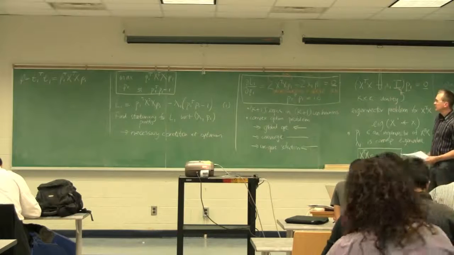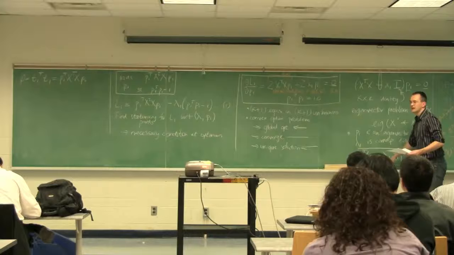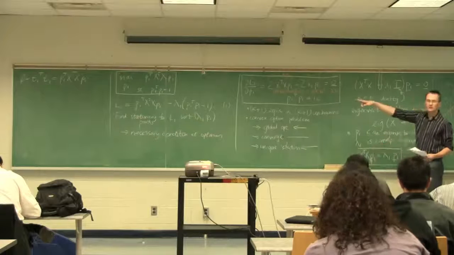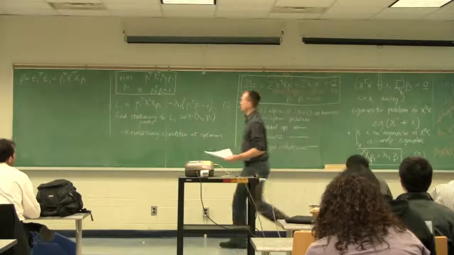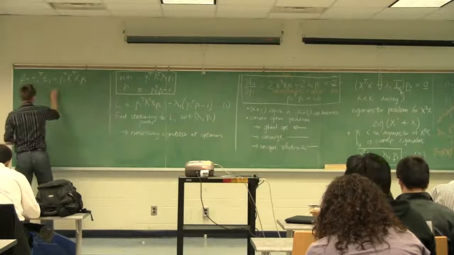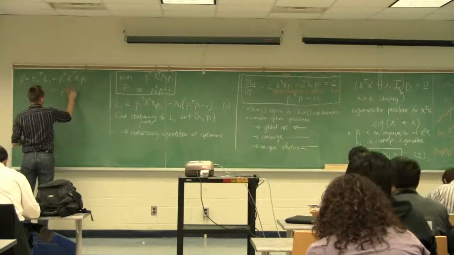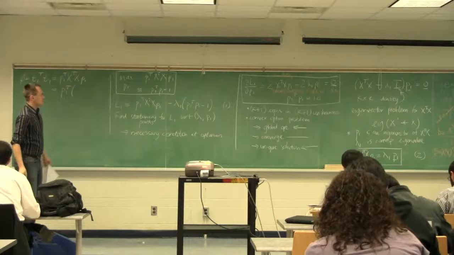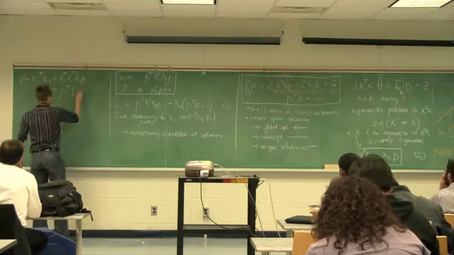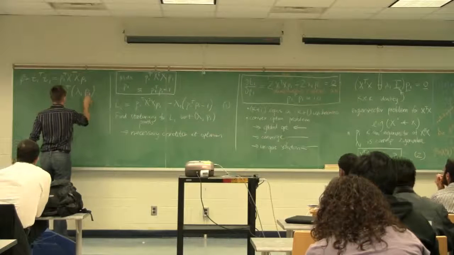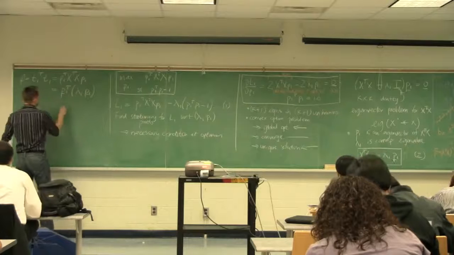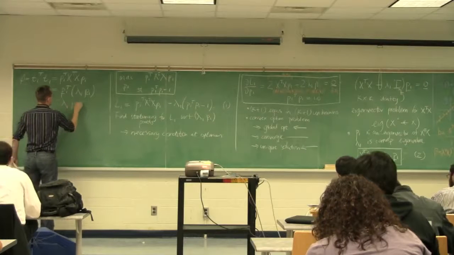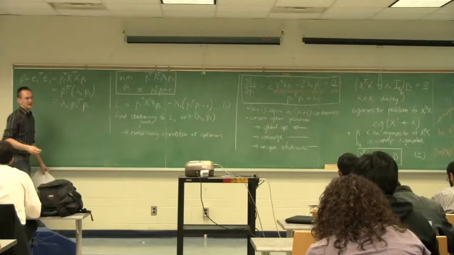Okay. So if I take a look at this equation over here, I can substitute that into my objective function. So that's equal to P1 transpose, and X transpose X P1 is just lambda 1 times P1. Or another way of saying that is lambda 1 times P1 transpose P1, just bringing the scalar out to the front.